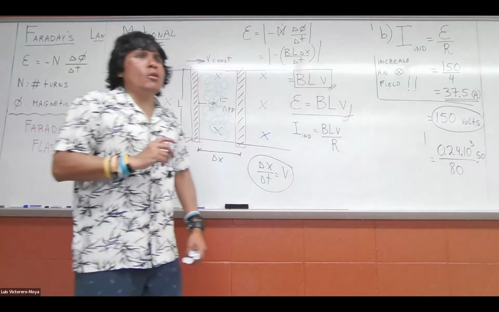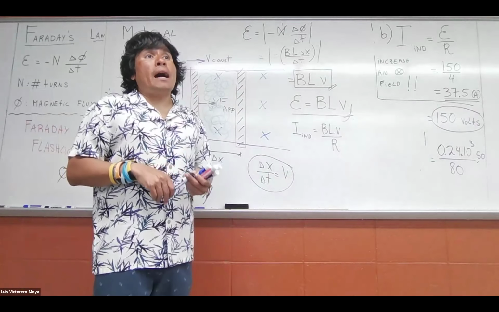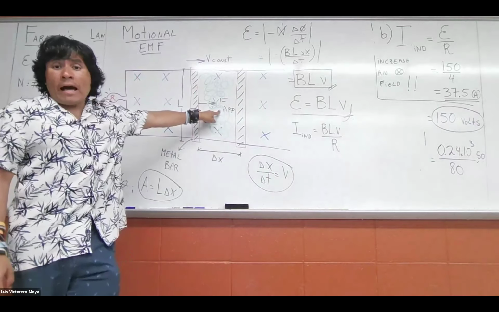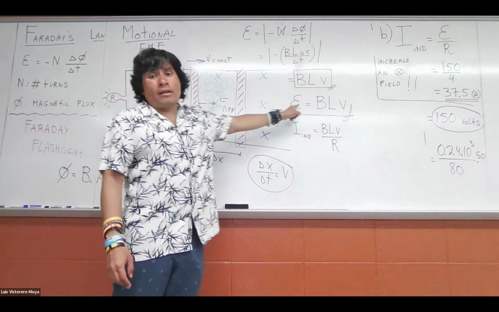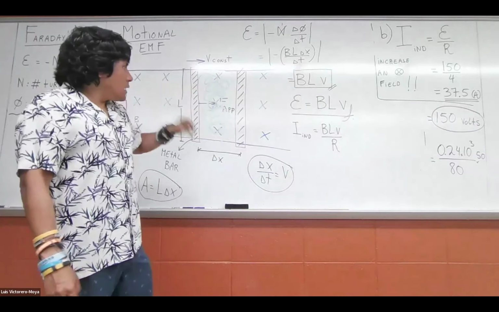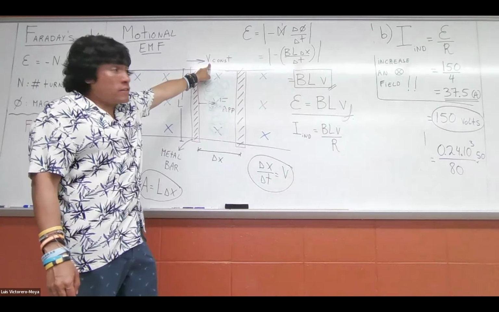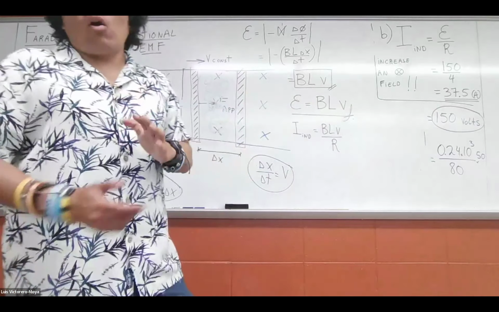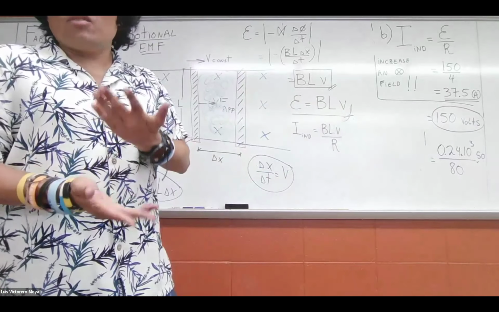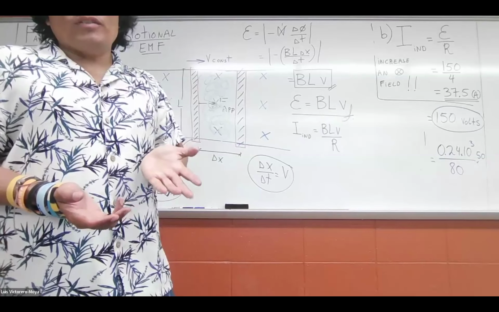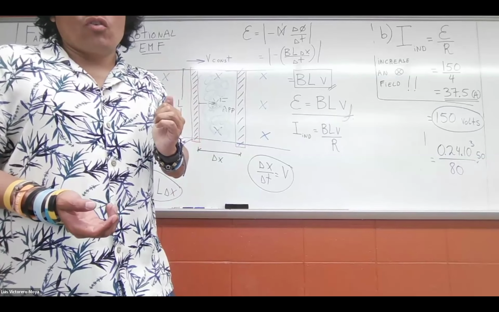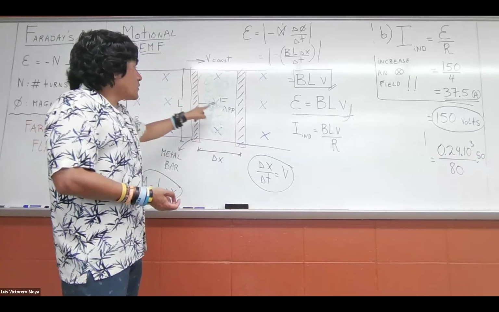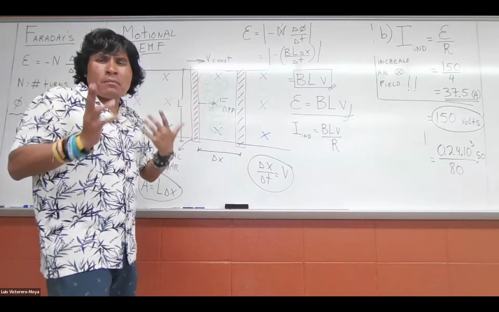Remember, Lenz's law still applies. So for the bar, there are two ways you can understand this. The force applied is acting towards the right, and the speed is constant. This v is constant. The only way the speed can be constant is if there's no acceleration. So because there is an applied force, there has to be a magnetic force in the opposite direction. But let's suppose you don't think about magnetic forces.